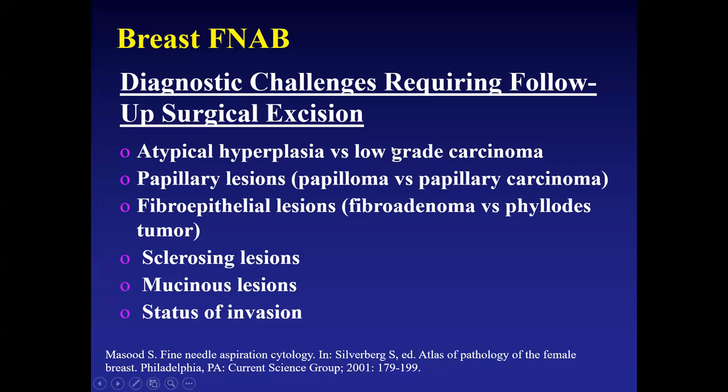So whenever we are suspicious of these kinds of entities, the wise approach is to follow up with a surgical excision of the entire lesion with a rim of normal breast tissue, because in that sense, if you find cancer in that sample, this is going to be like a surgical lumpectomy, and the patient really doesn't have to go through anything else if the diagnosis can be established.